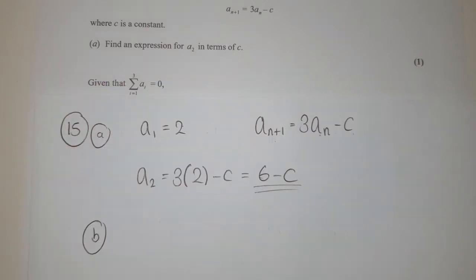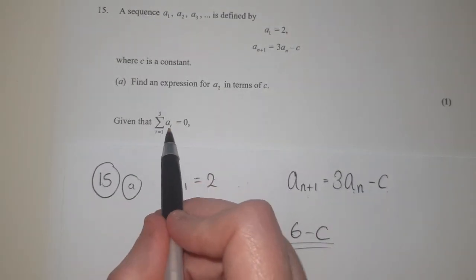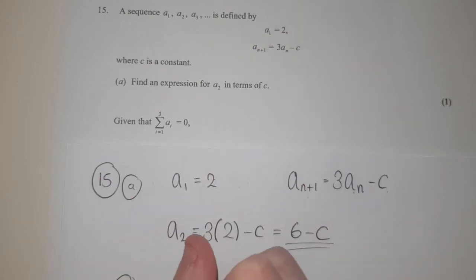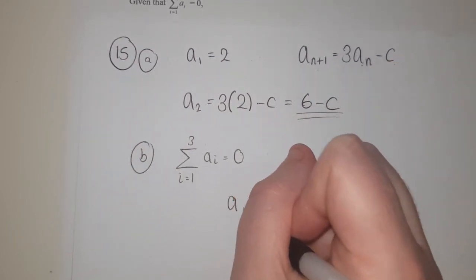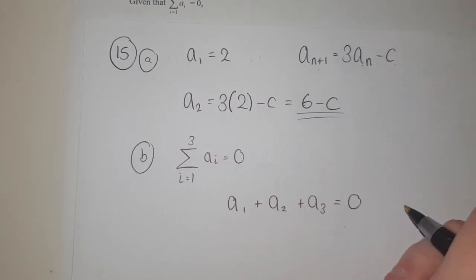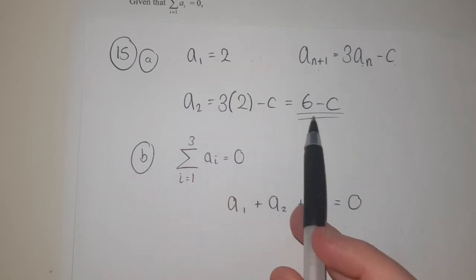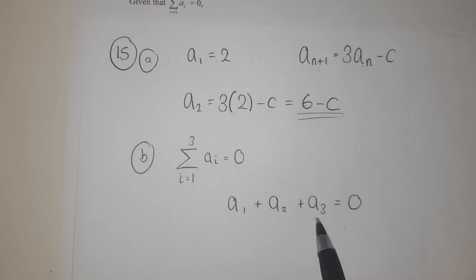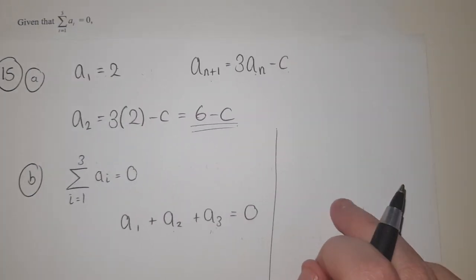Part B then says, given that the sum from 1 to 3 of ai is equal to 0. So this means if you do a1 plus a2 plus a3, it should equal 0. Now a1 we know is 2. a2 we know is 6 minus c. But before I can do this, I need to work out what a3 is. So I'm just going to work that out on the side of the page.